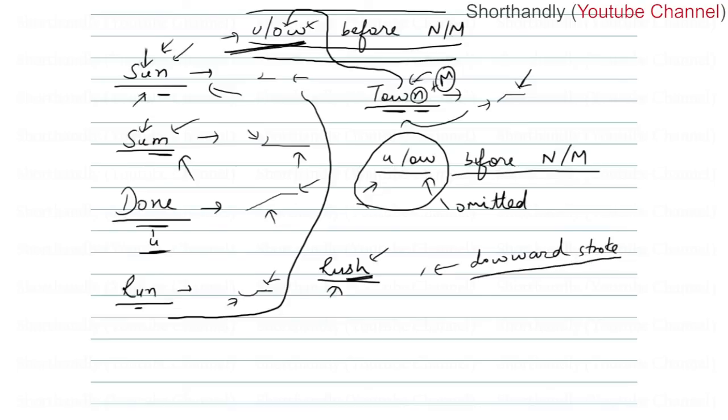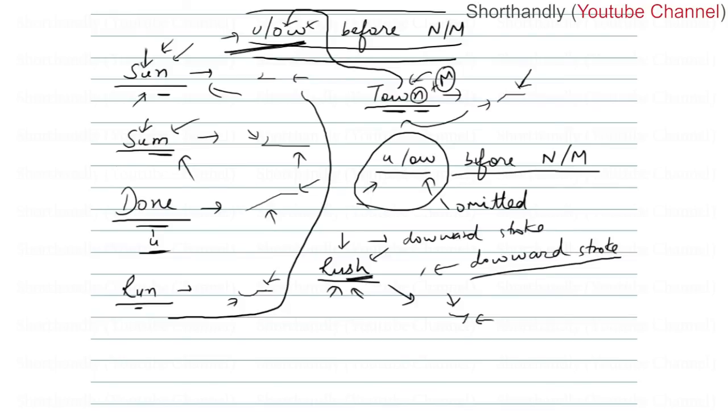Now you have to keep one thing in your mind: whenever you have this U or A before any downward stroke, then you will be omitting this U or A. So this word can be written like this. We have this R here, and then we have this ish. This one is a downward stroke. So here we omitted U again.